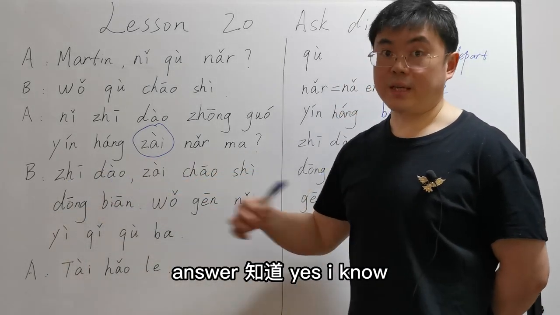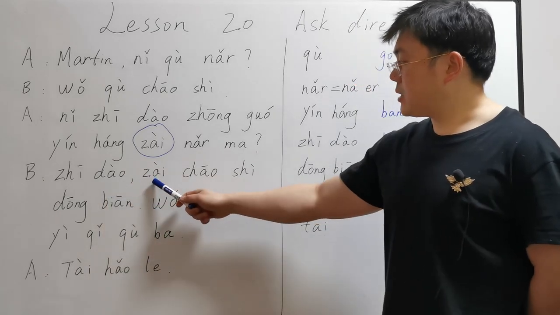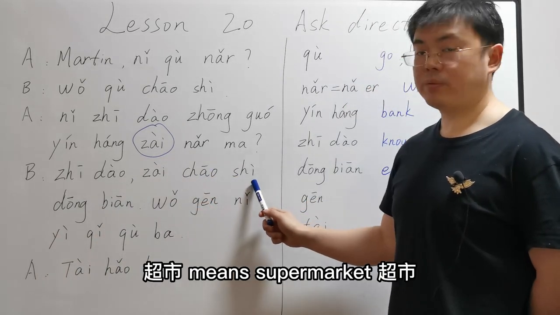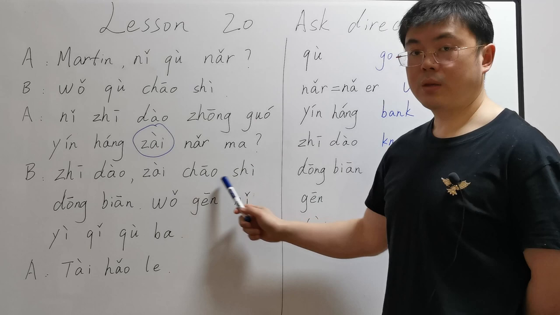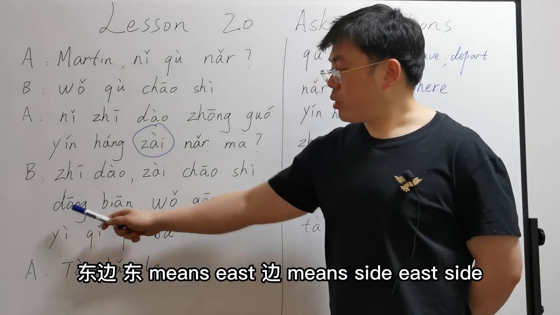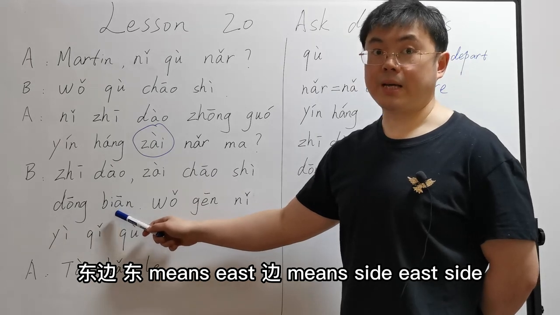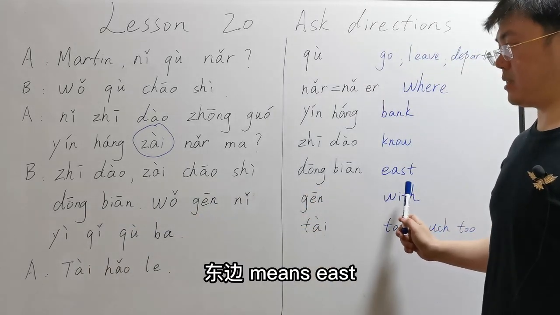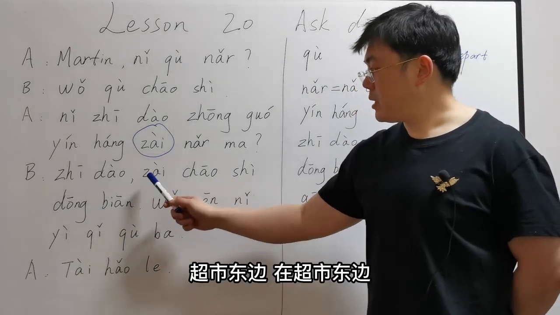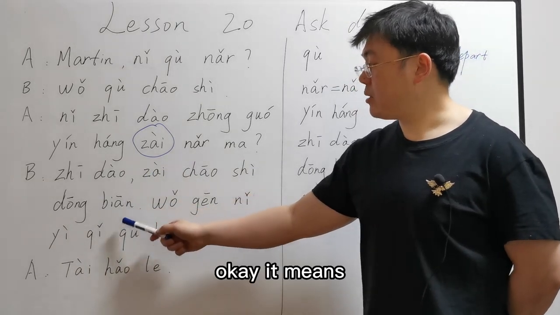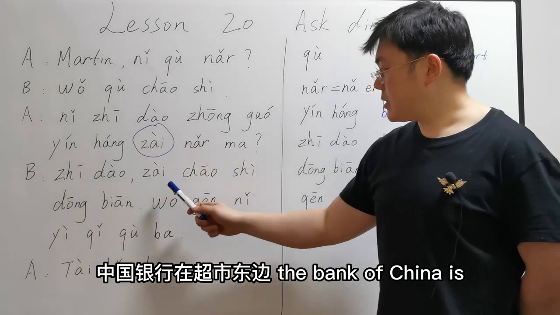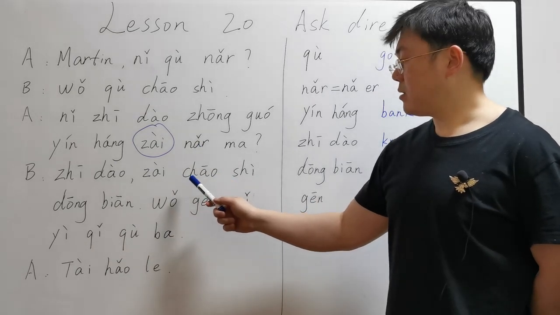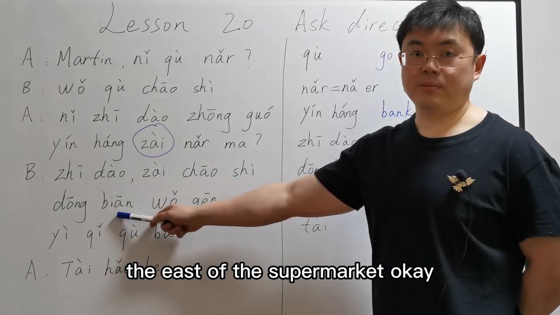Answer. 知道. Yes, I know. 在, where is it? 超市东边. 超市 means supermarket. 东边, 东 means east, 边 means side, east side, or east. 在超市东边. It means 中国银行在超市东边. The Bank of China is east of the supermarket. Okay?